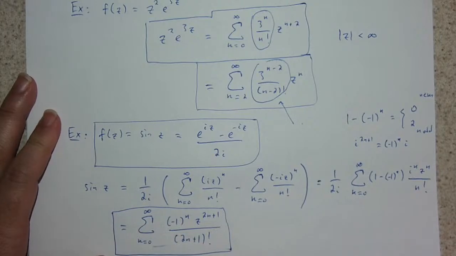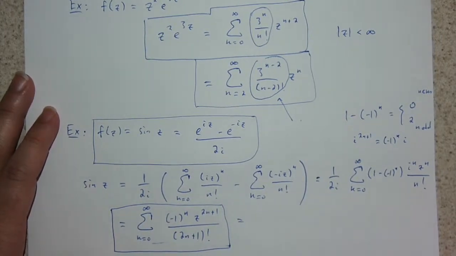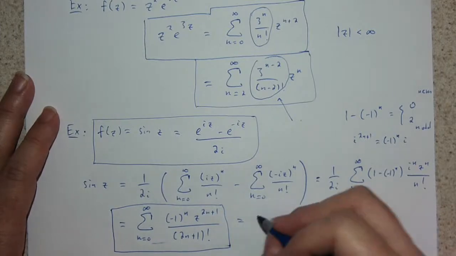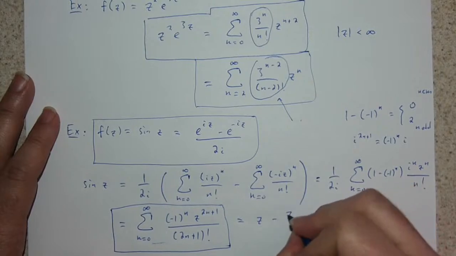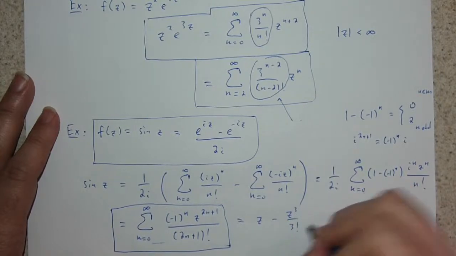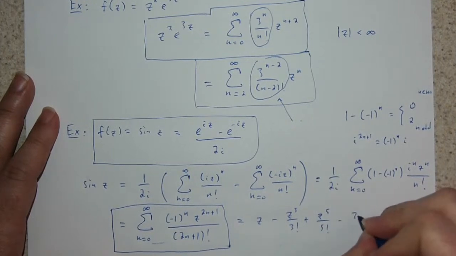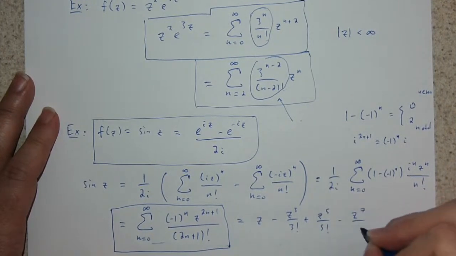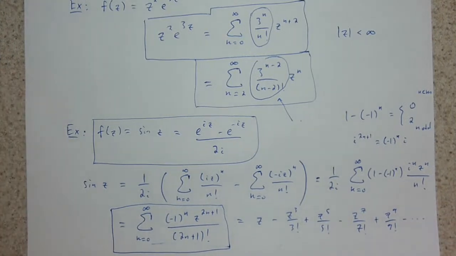Which you might remember in maybe its more familiar form. When n is equal to 0, this is z minus z cubed over 3 factorial plus z to the 5th over 5 factorial minus z to the 7th over 7 factorial plus z to the 9th over 9 factorial, and so on. This is the usual way of writing sine of z.